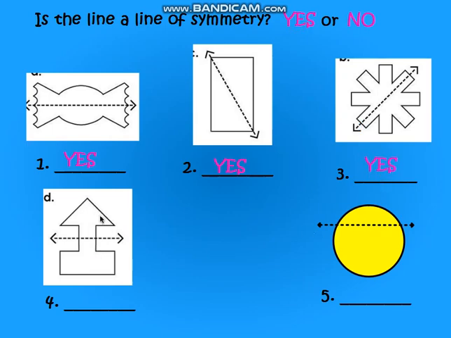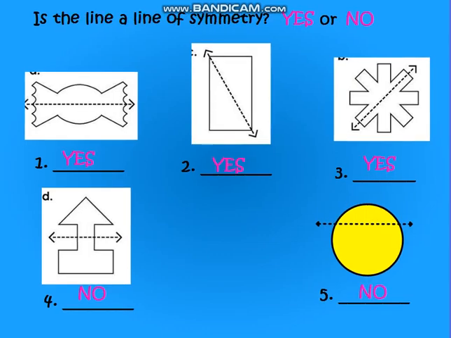What about this shape? Is the upper part exactly like the second part? No, no. So this is not a line of symmetry. What about the circle? Is this line cutting the circle into two identical parts? No, no. So this is not a line of symmetry.